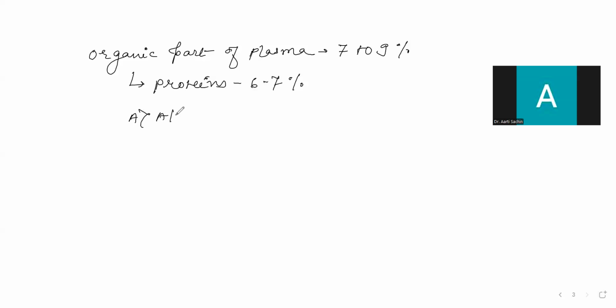There is the presence of albumin, which is about 4% and is synthesized by the liver. Secondly, globulin, which is 2 to 2.5%. The ratio of albumin to globulin is 2:1. It is produced and secreted by the liver and lymphoid organs.